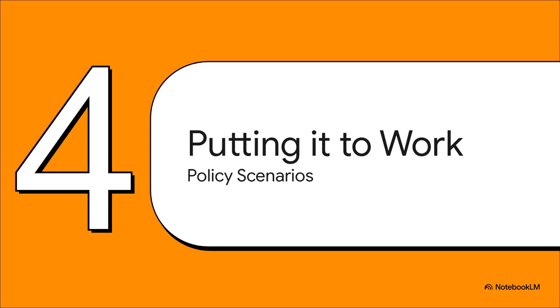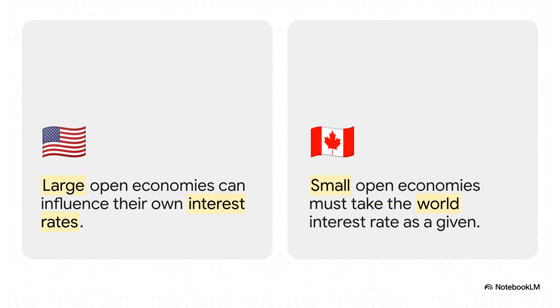This is where the model really starts to shine. But hang on, before we do that, there's a really crucial distinction we have to make. The effect of any policy depends massively on the type of economy you're dealing with. A huge economy, like the United States, can actually influence its own interest rates. But a small, open economy basically has to take the world interest rate as a given. And believe me, this changes everything.